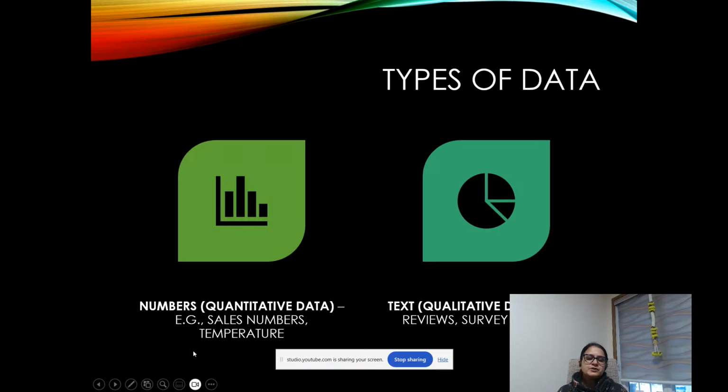So the types of data you are going to handle: this is numbers, quantitative data. This is sales numbers, temperature, which is quantitative, meaning numbers which we can measure. The second data type you are going to handle is qualitative text data, where there are no numbers. So you are going to find these two kinds of data in the real world too. We are not going to discuss it in detail because this is not the right time. Today our goal is just to understand basic terms.